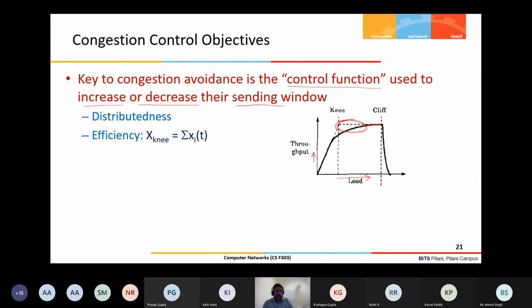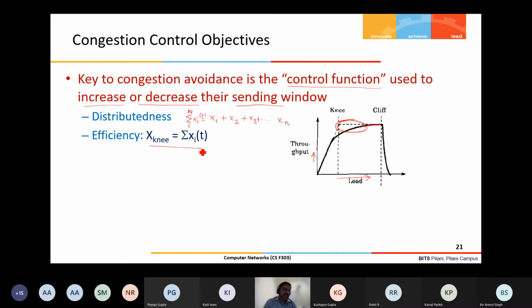the total utilization is equal to the sum of x_i(t) at some time t. Basically, if multiple TCP connections are passing through a bottleneck link, one connection is consuming x1 bandwidth, another x2, x3, and so on. So if there are a total of n users, the summation is from i equals 1 to n of x_i, and that is equal to this at time t.